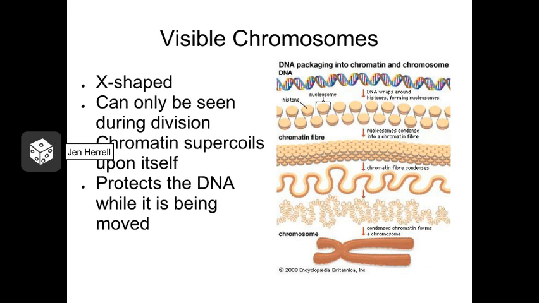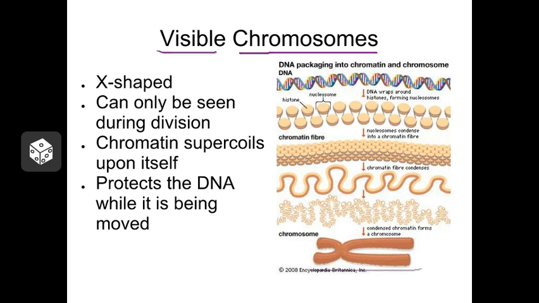Chromatin is fine for everyday use, but when a cell is getting ready to divide, it's going to need to move its DNA around in a very particular, very organized pattern. So to do that, the cell needs to take these chromatin fibers and coil them up on themselves over and over again and package them and get them ready to move. When the DNA is all packed up and ready to move, it makes a structure that looks like this, kind of an X-shaped thing. And we're going to refer to that structure as a visible chromosome.